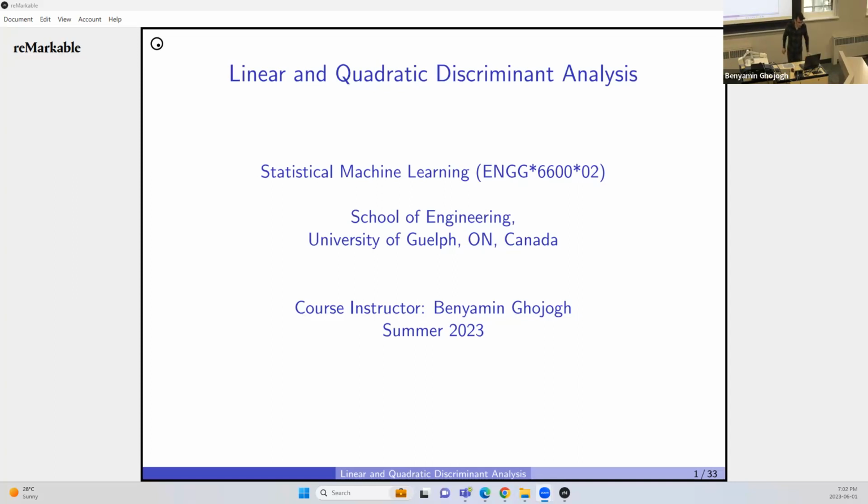Okay, hi, everyone. In this session, we are going to complete LDA and QDA, and then we are going to go over SVM, kernel SVM, and if there is time, other classifiers. And I think this will be a very exciting and interesting session.